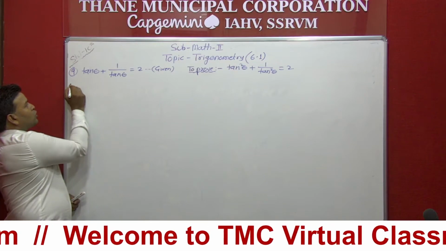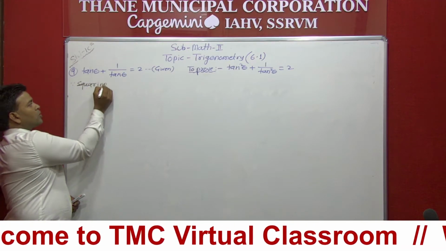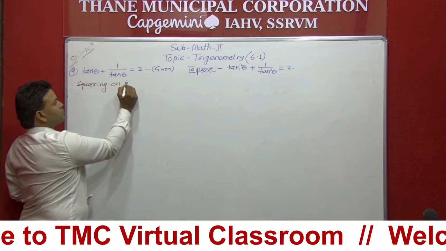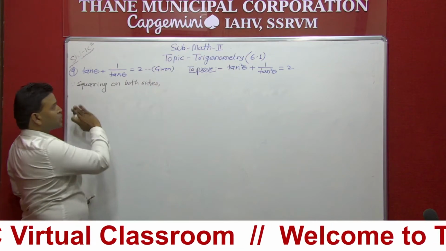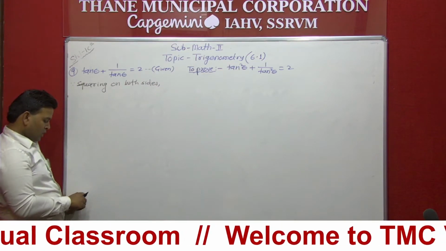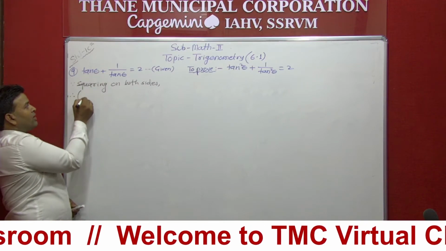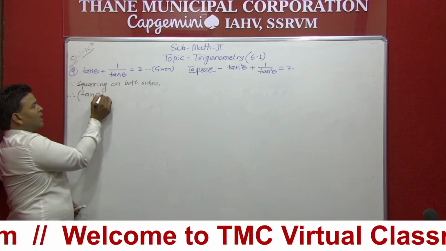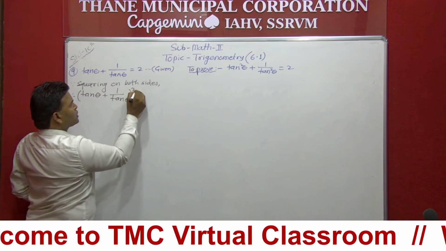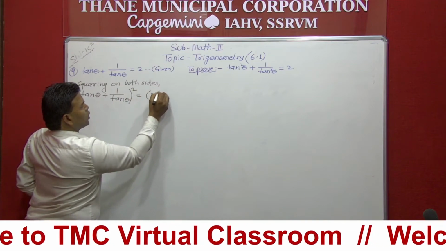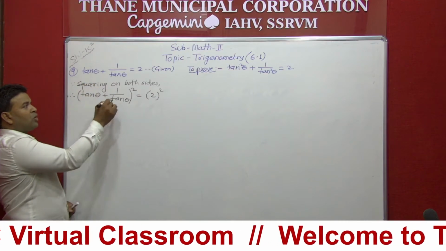Here what we are going to do? Squaring on both sides. Since squaring on both sides, what happened here? Therefore, now see what I will write down: tan theta plus 1 upon tan theta the whole square, that is equal to 2 square.